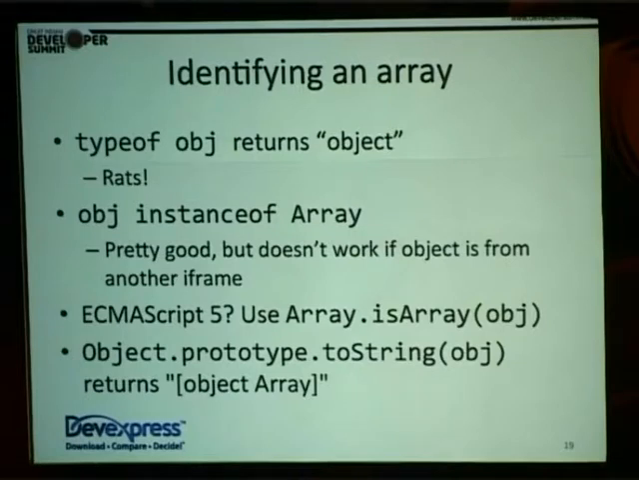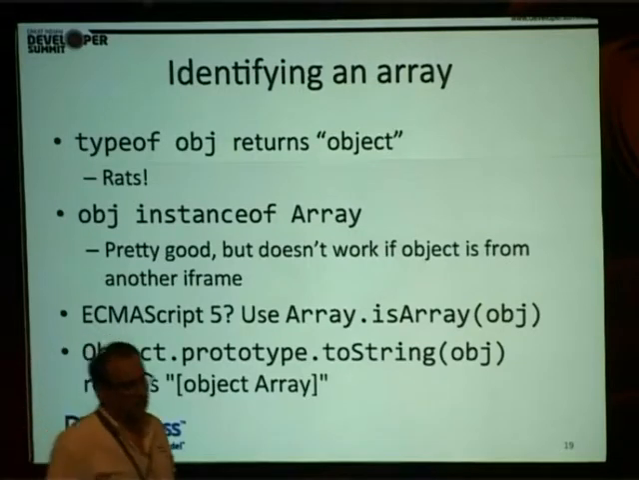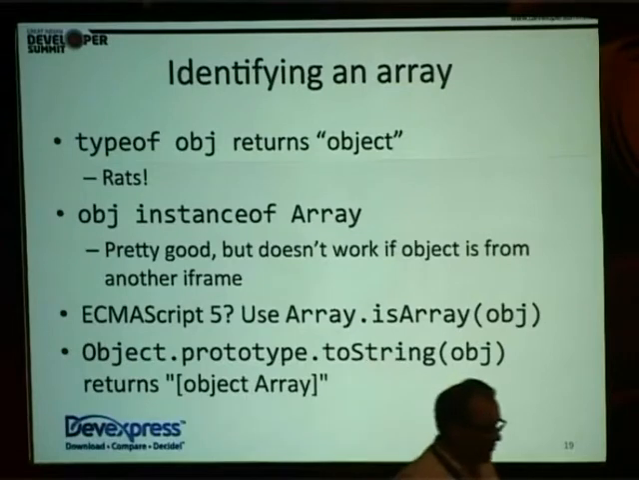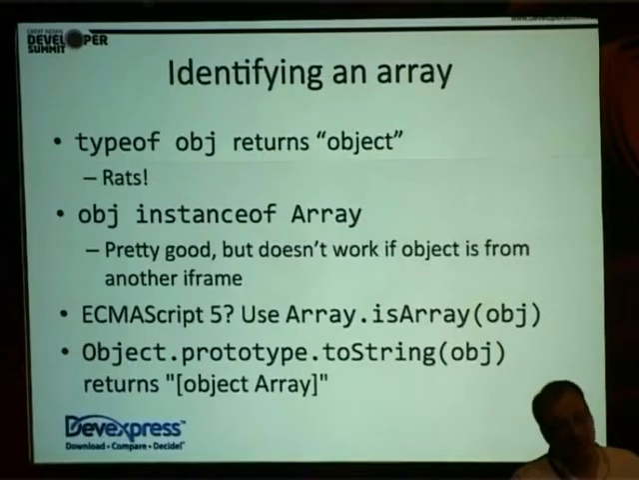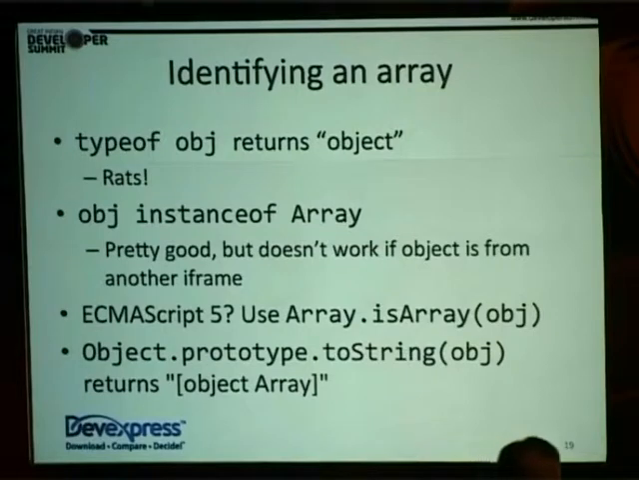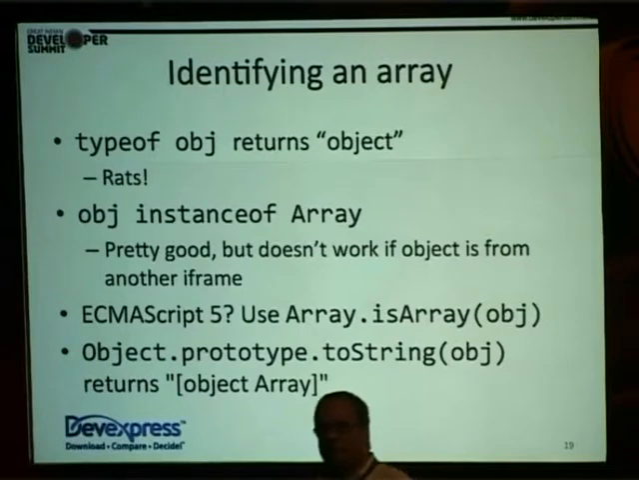Another bizarre thing about JavaScript, only fixed in ECMAScript 5, or the latest JavaScripts. Trying to work out if an object you pass in is an array or not is really difficult. typeof whatever you passed in returns object. That doesn't help you. instanceof is an operator, a JavaScript operator. So you could say object instanceof Array, because Array is the constructor function. So it's pretty good, but it doesn't work if the object is in a different iframe.